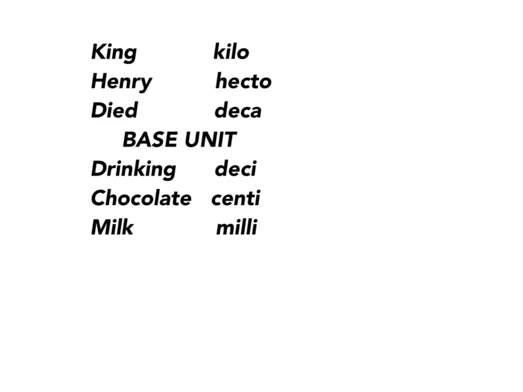Another fun thing you might want to think about and try and remember is King Henry died drinking chocolate milk. King is kilo, Henry for hecto, died, deca, and then the base unit, is that grams, is it liters, is it meters? Drinking, deci, chocolate, centa, milk, milli.